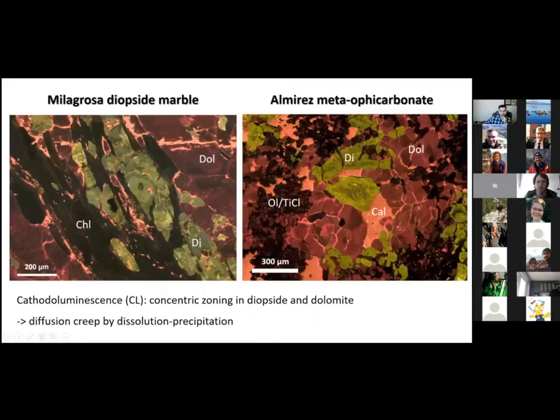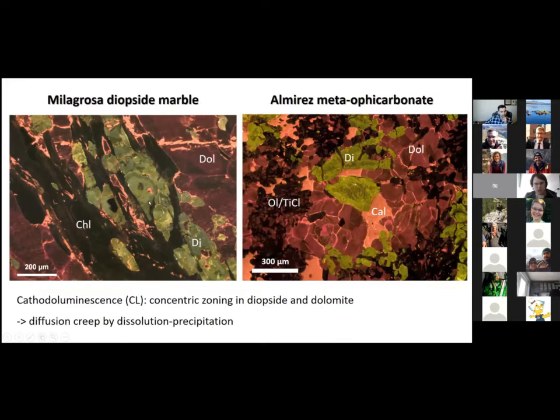So to get more insights, we did cathodoluminescence imaging. So you see here two images for Milagrosa and Almirez meta-ophicarbonates. And the CL images show concentric zoning in diopside and dolomite.